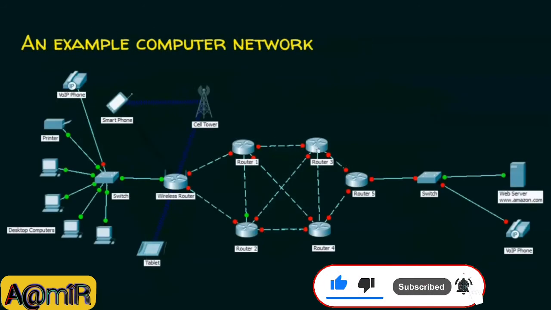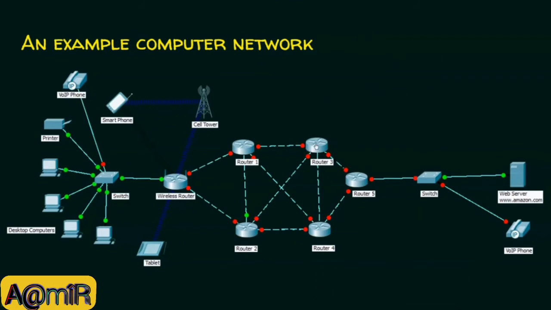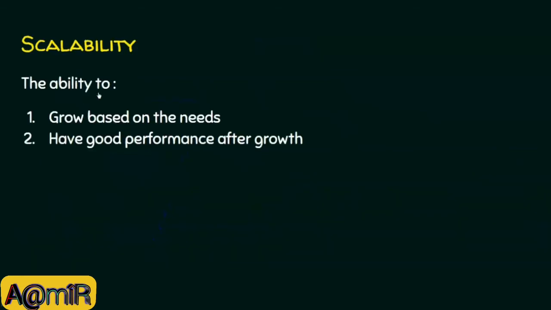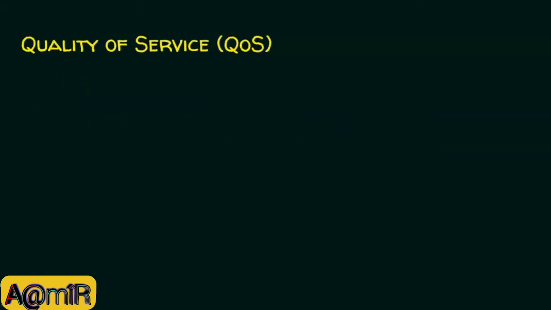In this example, assume 100 computers are connected to router 3 and we expect our computer network to work the same even after adding these 100 devices. This is what we call scalability, the ability to grow based on the needs and have good performance even after the growth of the network. So far we have seen fault tolerance and scalability. Now we shall see the third basic characteristic of computer network, the quality of service.